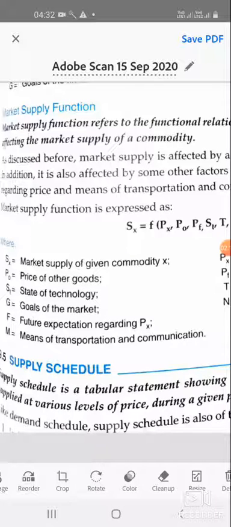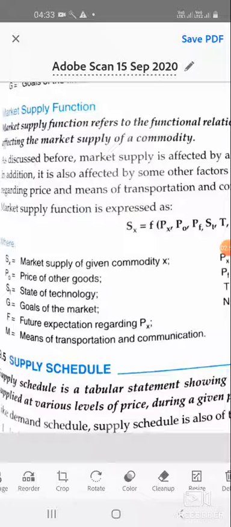Now let us discuss the supply schedule. Supply schedule refers to tabular or statistical data which shows the relationship between the price of a commodity and the supply of the same commodity. It is simply a tabular form of data which shows the relationship between two factors: the price of the commodity and the supply of the commodity.